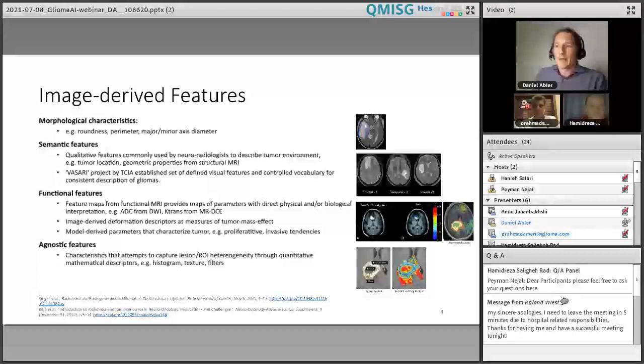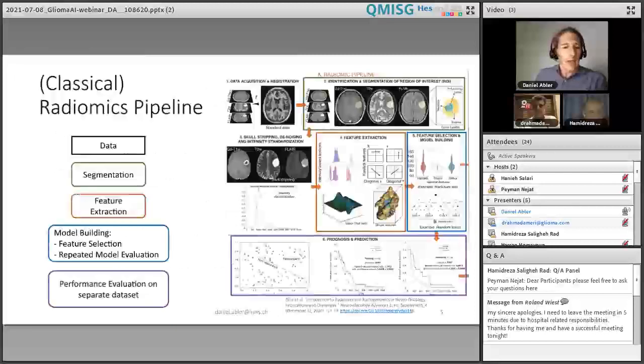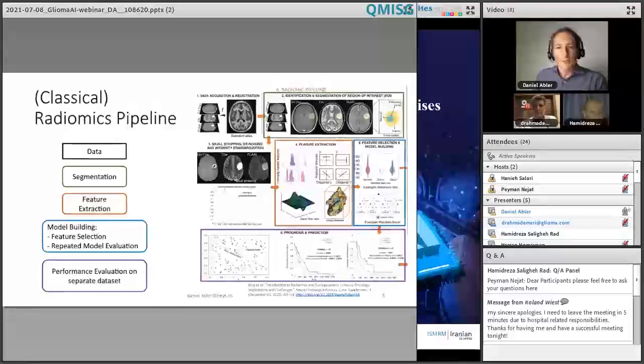Those are features that are not typically used by radiologists, but they try to capture heterogeneity in a given region of interest in a quantitative way, by using mathematical descriptors of this heterogeneity. And as we will see, this is very commonly used in those radiomic studies.